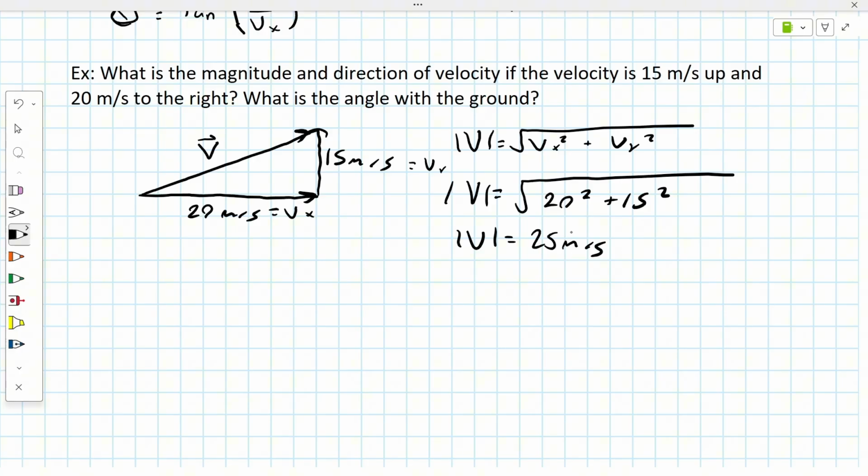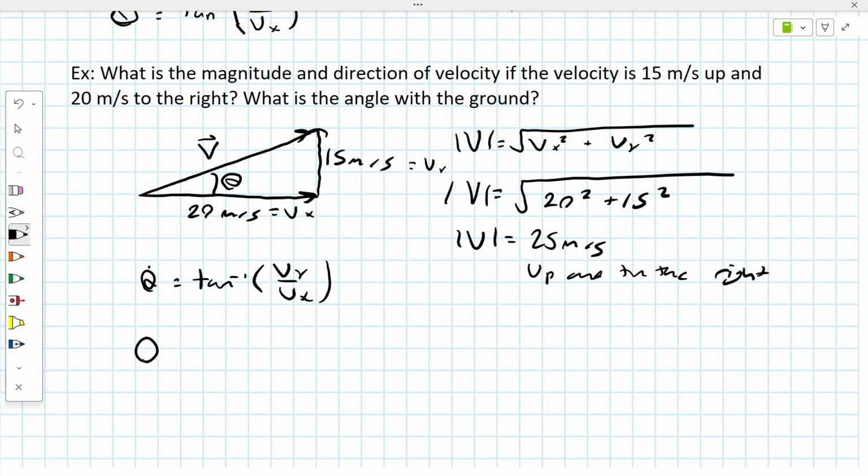And so if we wanted to give this a direction, we would need to know the angle, but we could also say like up and to the right. But since we're just finding the magnitude here, we don't really need this direction. But we also are asked to find the angle, so we're trying to find this angle with the ground. So again, using the formula before, we know that theta will be the inverse tangent of Vy over Vx, and we're given both of those values, so we can go ahead and plug those in. So that'll be 15 over 20, and that'll equal 36.9 degrees. And that's 36.9 degrees above the ground in this case, or above the horizontal.